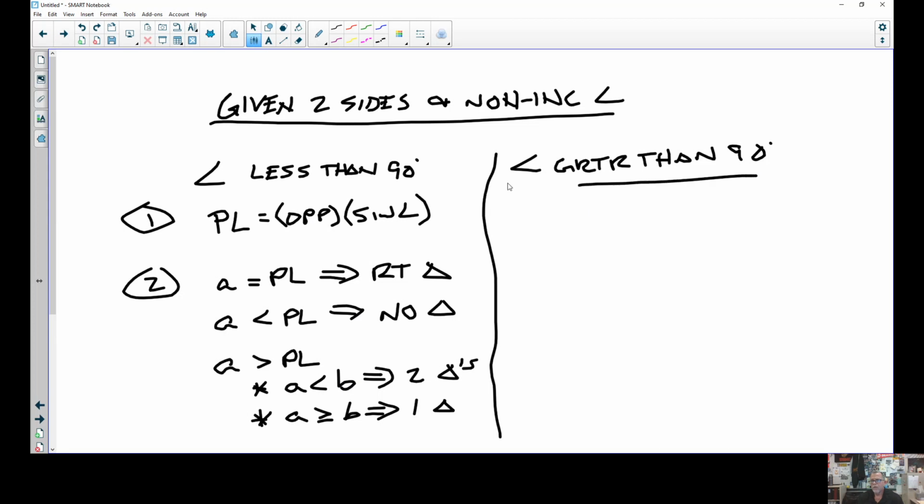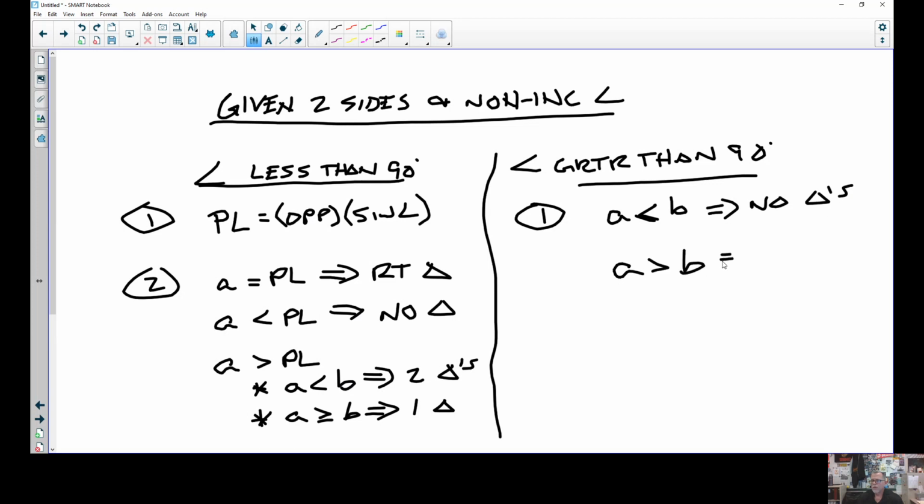Now, if the angle is greater than 90 degrees, you only have to do one thing. All right, you have two situations. You compare A, that side opposite. If A is less than or equal to the side adjacent, that we call B, that is going to imply that we have no triangles. If A is greater than the side adjacent, then we would have one triangle. And we just use law of sines to solve that, right?